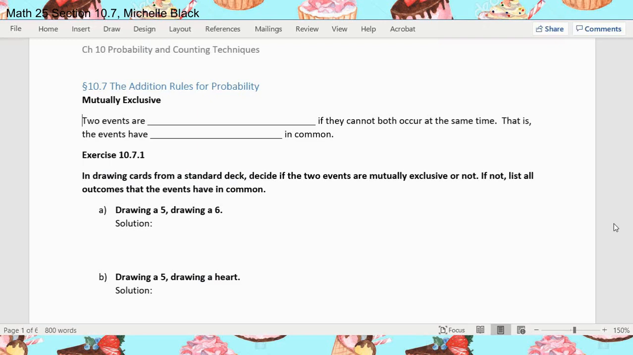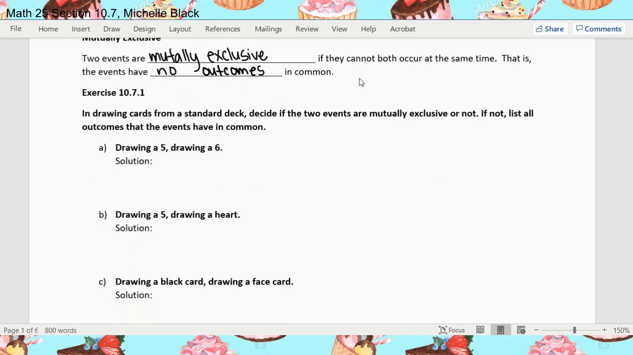2.7, the addition rules for probability. Two events are what we call mutually exclusive if they cannot both occur at the same time. That is, the events have no outcomes in common. Let's look at exercise 1.